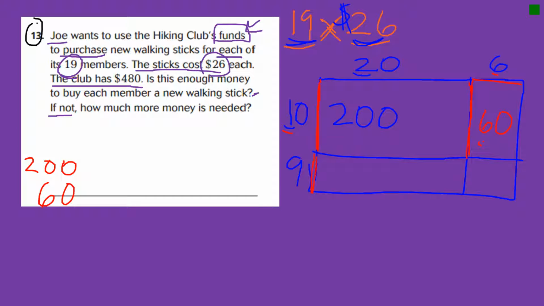Now let's go down here. 9 rows of what? There we go. 9 rows of 20. So 9 times 2, 18. And 0, 180. That'll be our third partial product.